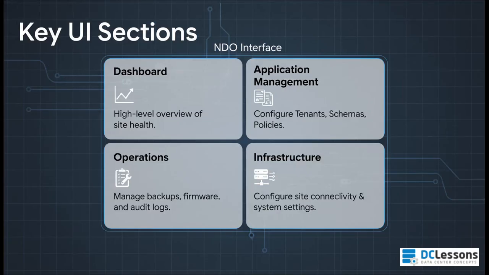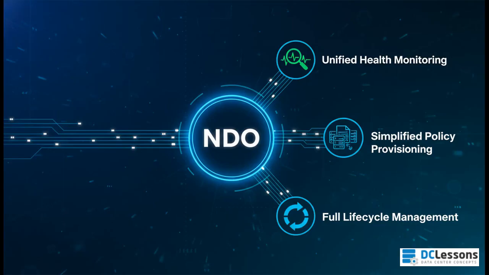The whole UI is organized really nicely into 4 main areas. We just saw the dashboard, which is for that high-level health check. Application management is where you're probably going to spend most of your time defining tenants and building out those schemas we talked about. The operations section is for all your daily admin tasks, like taking backups or checking audit logs. And finally, the infrastructure section is where you manage the real foundational stuff, like site connectivity and the core system settings.